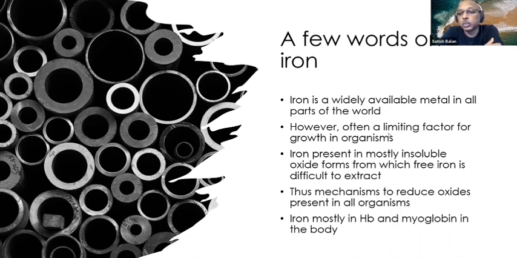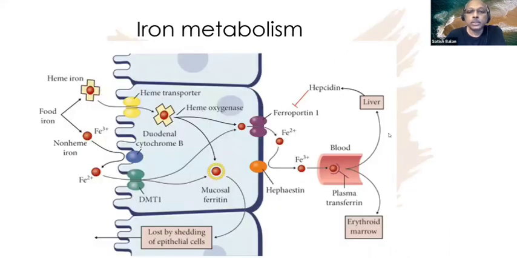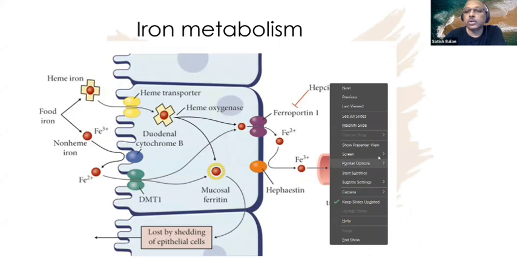Iron is mostly in hemoglobin and myoglobin in the human body. That's the most important reason for us to have iron in our systems. So a little bit about iron absorption from the intestine. Iron in the intestine is actually absorbed in two forms. One is heme iron.